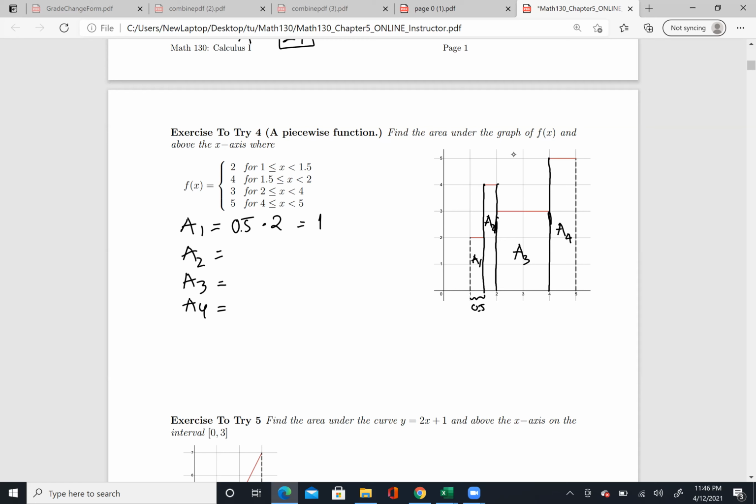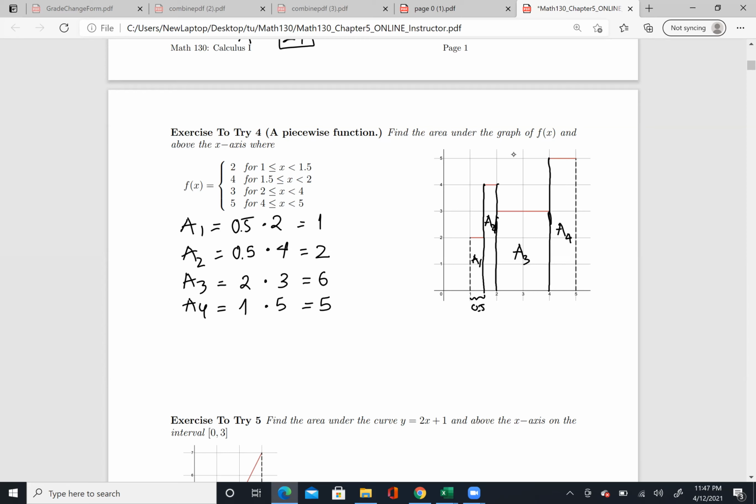A2 is going to be 0.5 multiplied by 4, equal to 2. A3 is going to be from 2 to 4, which is 2, multiplied by 3, equal to 6. And then A4 is going to be from 4 to 5, which is 1, multiplied by 5, equal to 5.